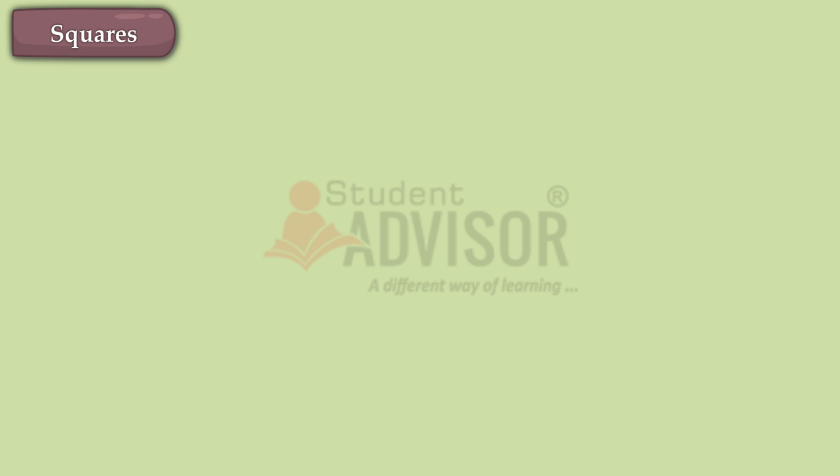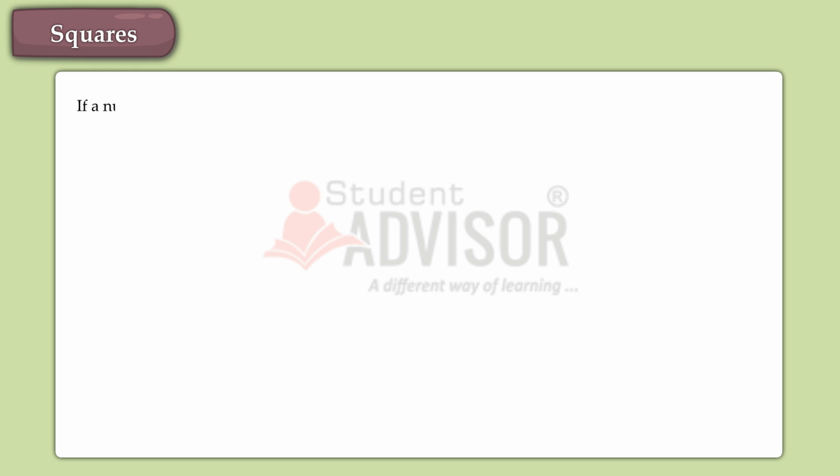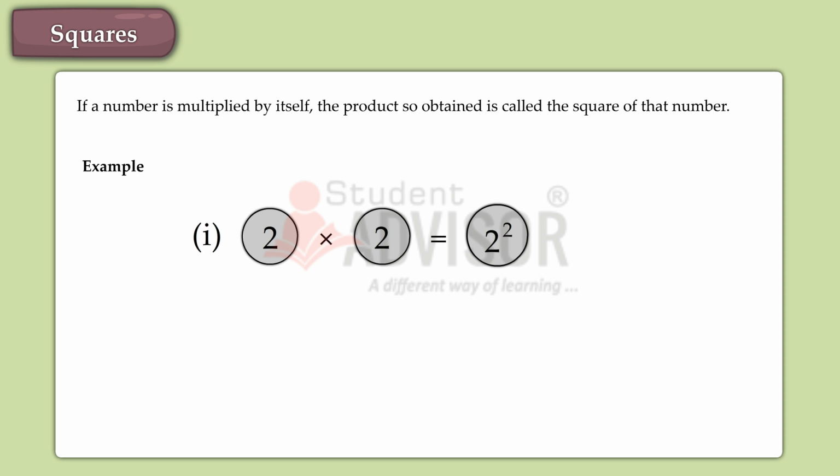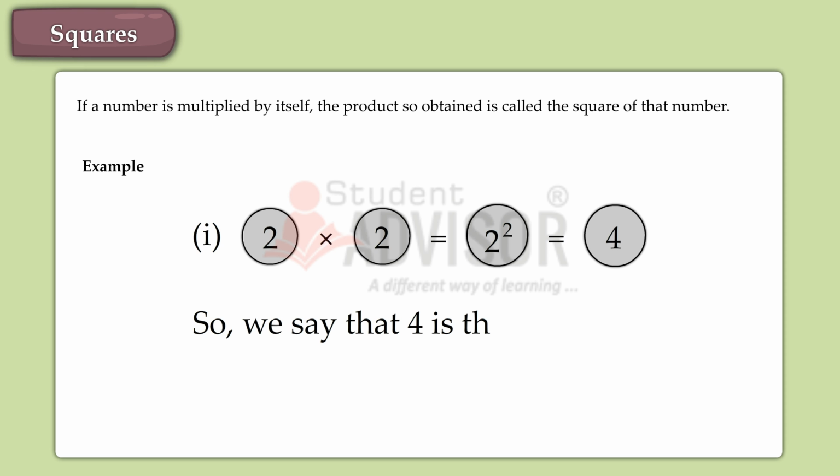Finding the square of a number. Squares. If a number is multiplied by itself, the product so obtained is called the square of that number. Example. 2 multiply 2 equals square of 2 equals 4. So, we say that 4 is the square of 2.